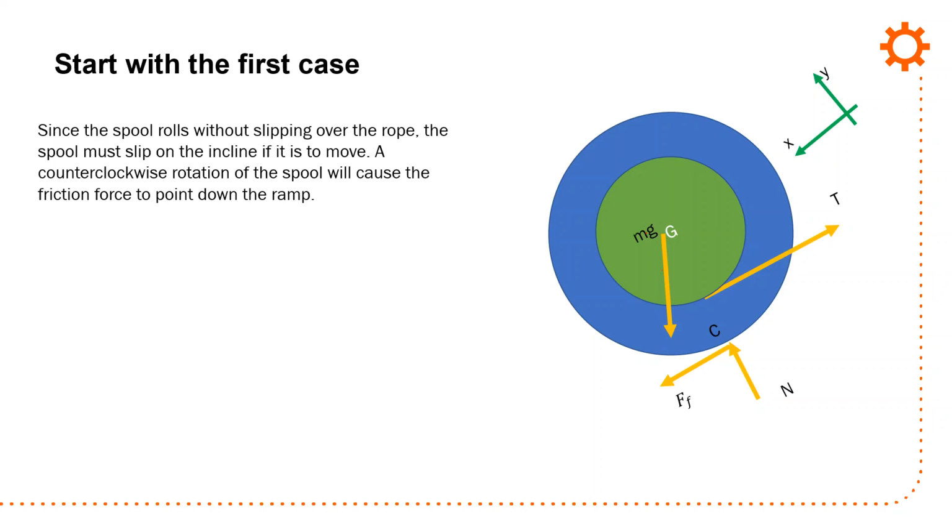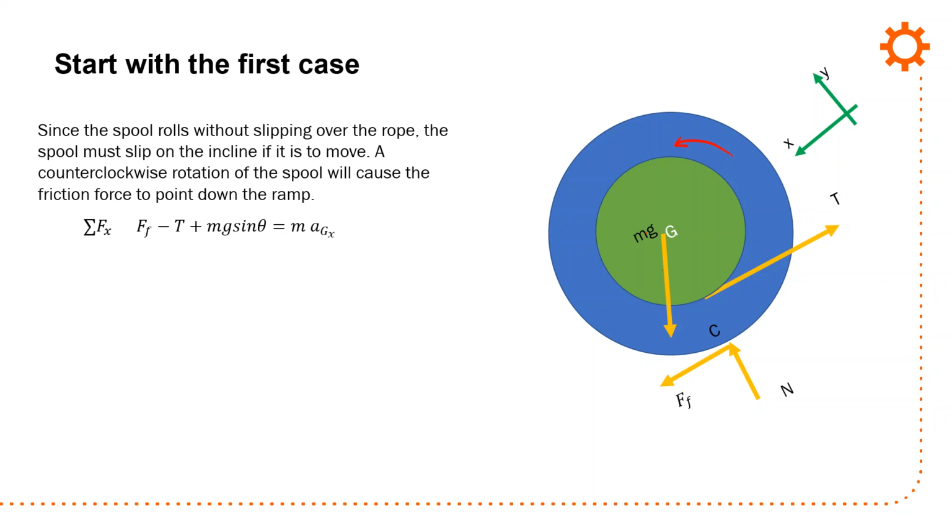Since that spool rolls without slipping over the rope, the spool must slip on the incline if it's to move, because otherwise it can't roll without slip at both locations. A counterclockwise rotation of the spool will cause the friction force to point down the ramp. So there you go, it's rotating in that way, and so the friction force is like this. The problem with these examples is that it requires a little bit of intuition and a little bit of drawing of these things to see it.